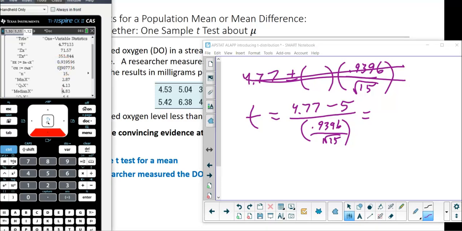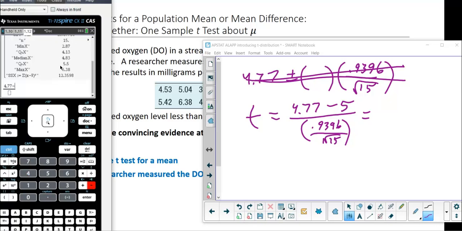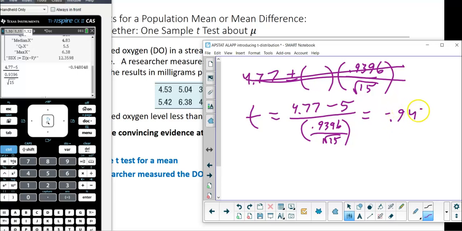Let's see if we can do that. So we have a fraction 4.77 minus 5 over 0.9396 over square root of n, which is 15. So we get t equals negative 0.948.